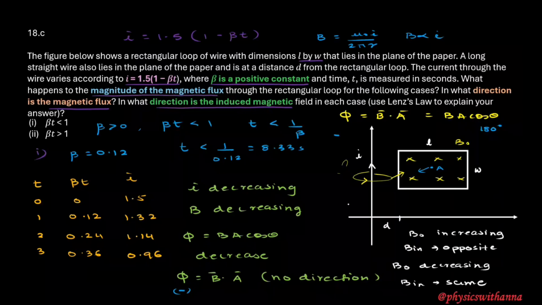So in our situation over here, since the current is decreasing, magnetic field is decreasing, and hence the flux is also decreasing. So we have to induce the magnetic field in the same direction as the original field. So I can write here B induced is also in the same direction as the original field. So B induced is also into the loop.